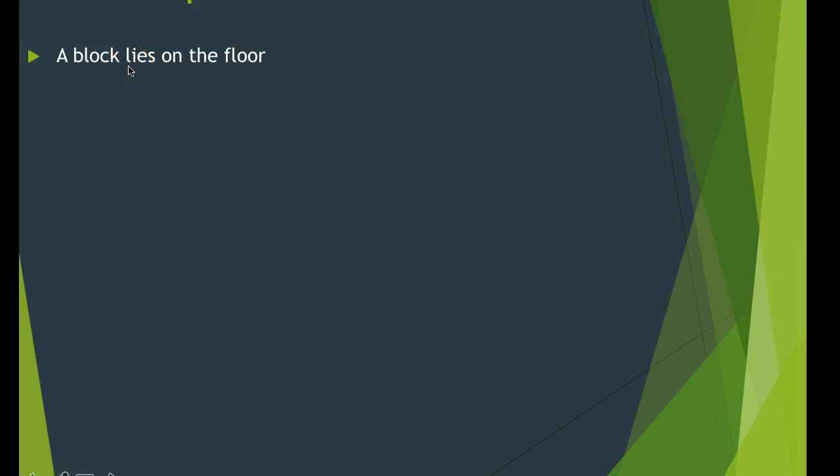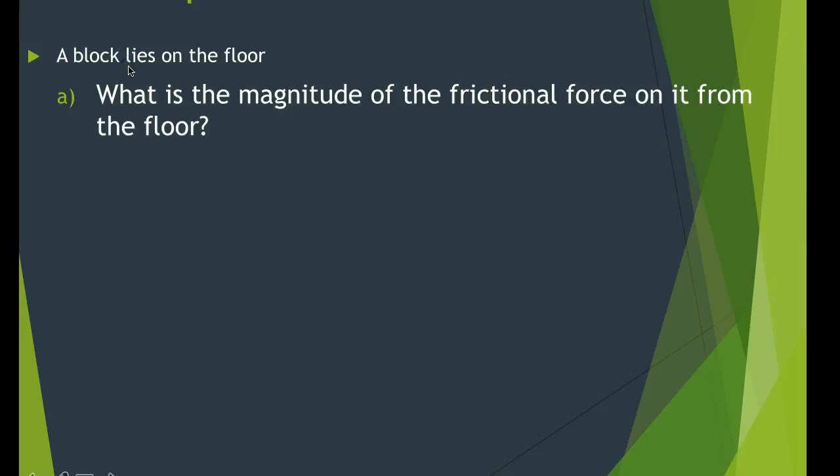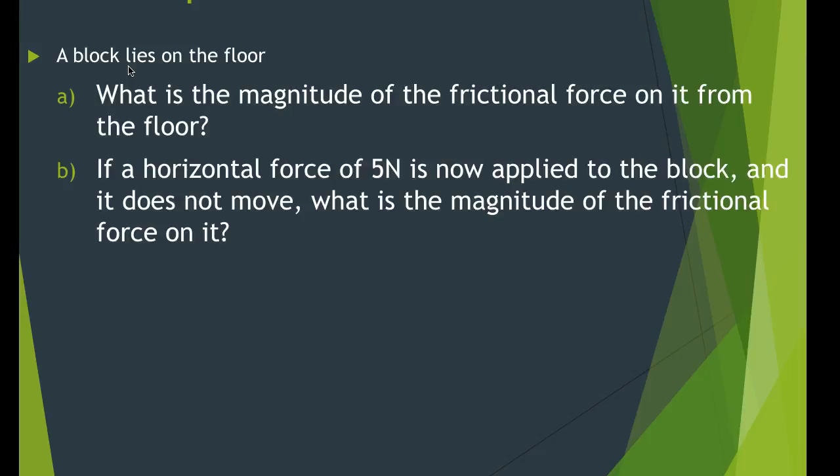Okay, so now we're going to work through this problem. There's a block lying on the floor, and the question is, what is the magnitude of the frictional force on it from the floor? Well, it would be 0 because it doesn't have any force to resist. If it's just sitting there, there's no reason for there to be friction unless there's something pushing against it.